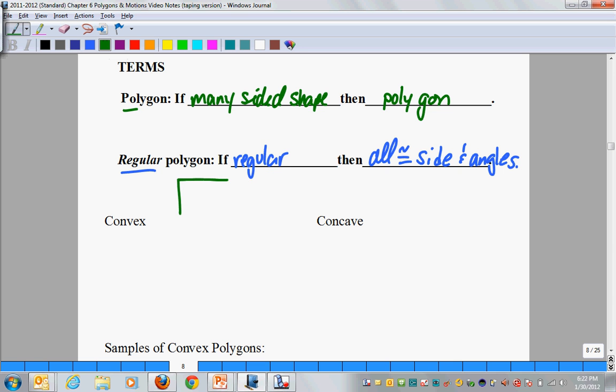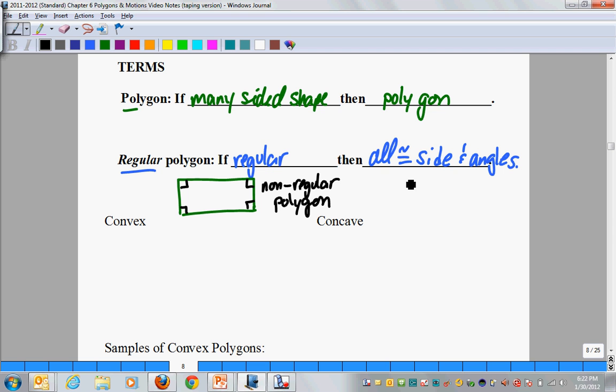So if you were to have a rectangle, it does have all congruent angles, but it does not have all congruent sides. We would say a rectangle is a non-regular polygon because not all sides and angles are equal.